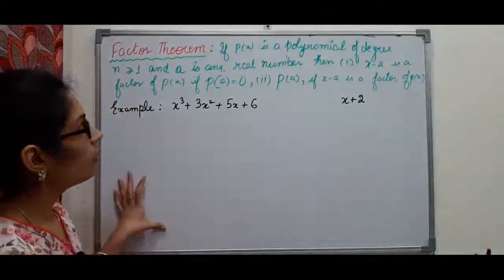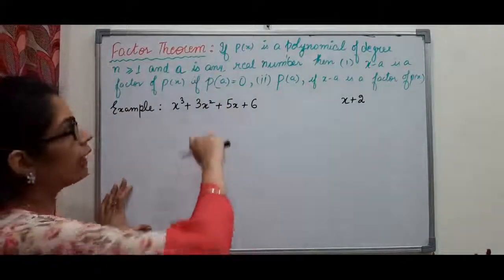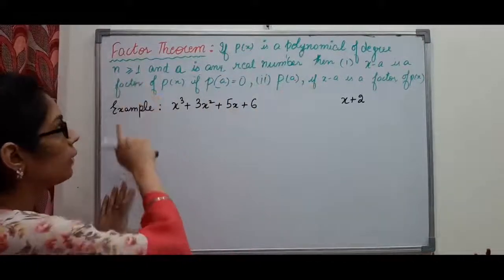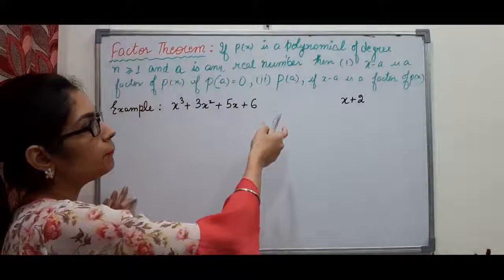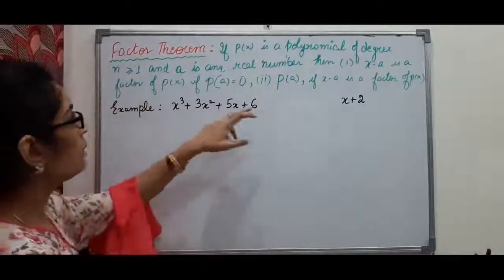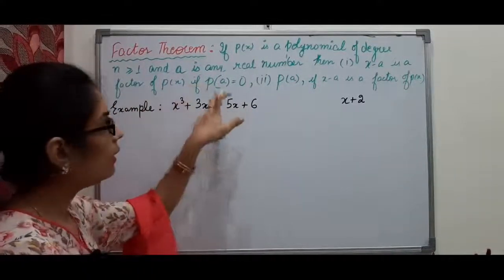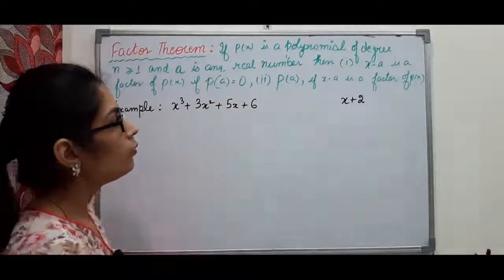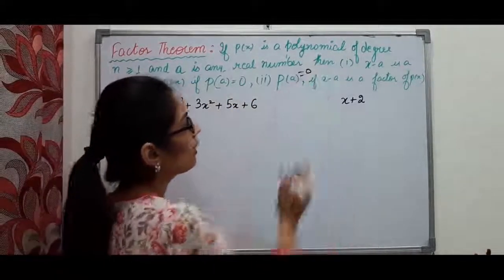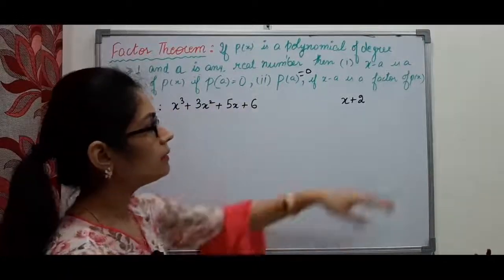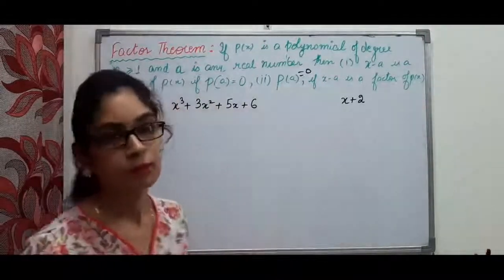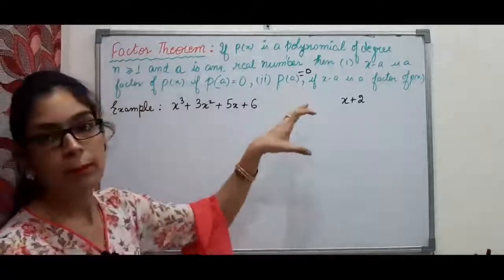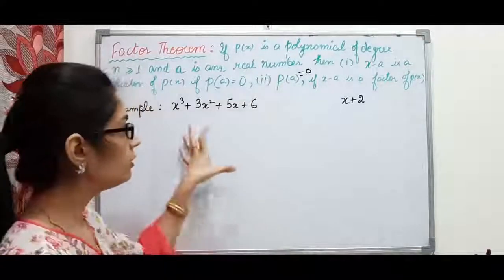Factor theorem, the statement is given as: if p(x) is a polynomial of degree n greater than or equal to 1 and a is any real number, then x minus a is a factor of p(x) if p(a) is equal to 0, and second, p(a) will be equal to 0 if x minus a is a factor of p(x). So this you have to prove, and we will understand this statement with the help of this example.